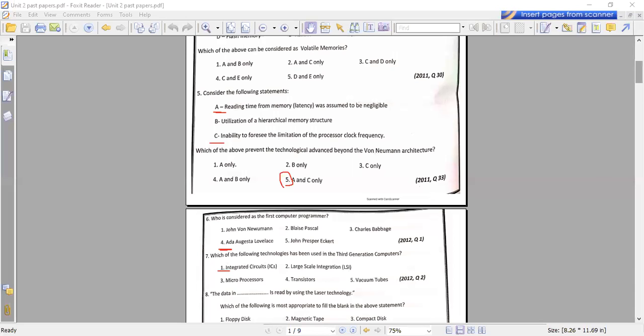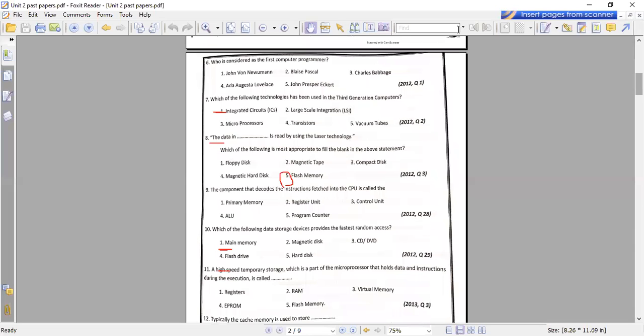Then we'll go to the 8, 9 and 10. The data in is read by using the laser technology. Laser technology, what is the data that's reading using laser technology? That is the CDs, DVDs and all this stuff. That is called compact disc. 8-1 is the third answer. Yeah, all of you have put the correct answer.